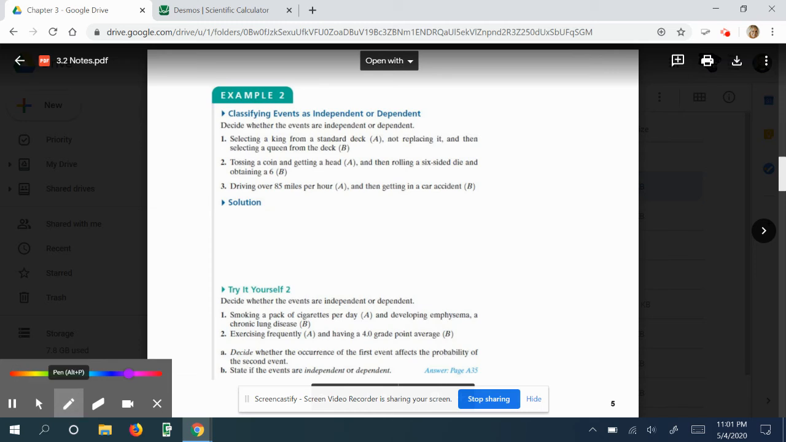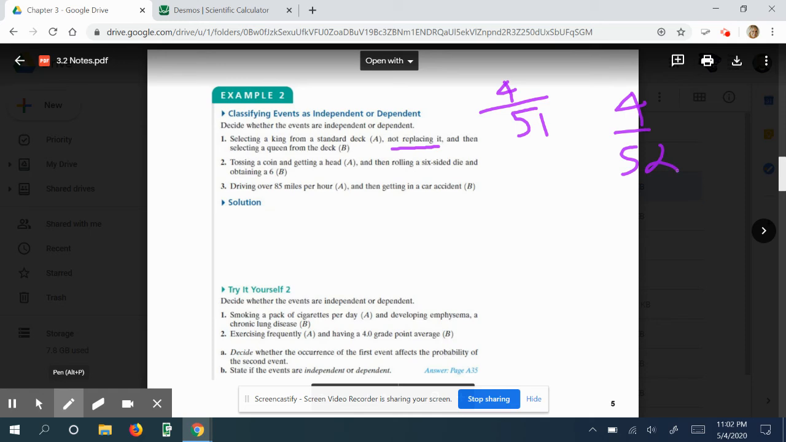Okay, so here's an example. It says, decide whether the events are independent or dependent. So selecting a king from a standard deck and not replacing it, and then selecting a queen from the deck of cards. So the question is, are these independent or dependent? Notice we're not replacing it, right? So the probability of selecting a queen from the deck is 4 out of 51. Instead of, if we were to replace it, it would be 4 out of 52. So notice the events are different. They're not equal to each other. So these are dependent, right? We call these dependent, not independent. Okay?